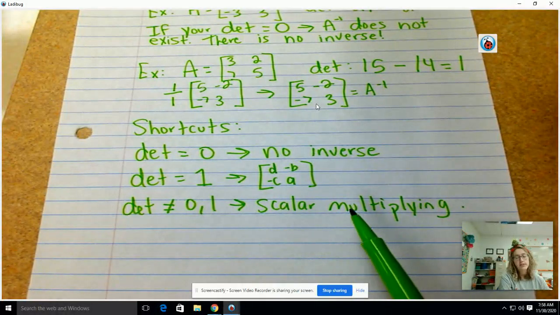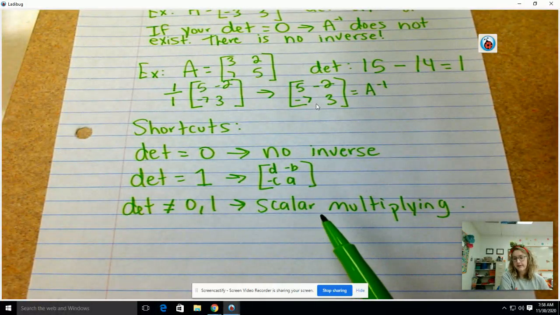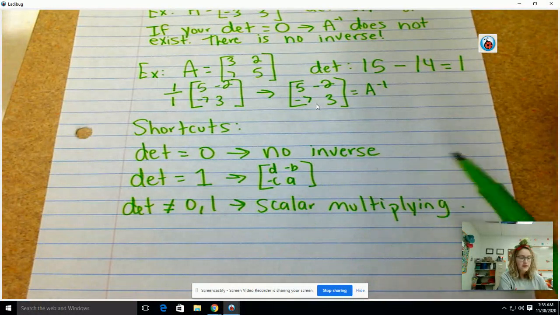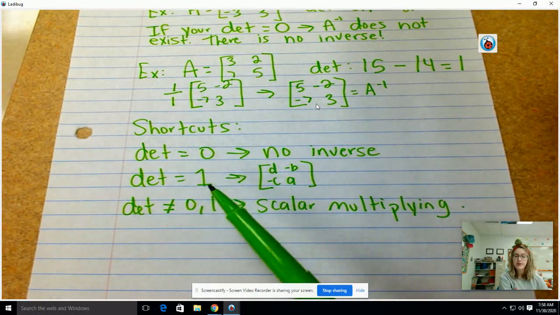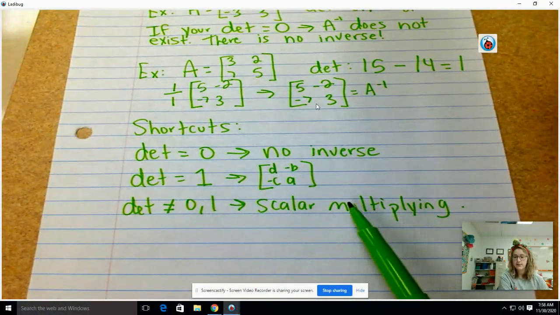Fractions does not mean that you did it incorrectly. You can get fractions for these. They can be negative, they can be positive. So these are the important things to remember. Find your determinant first. That'll tell you what steps you need to take. You're going to have a combination of all 3 of these in your assignment.